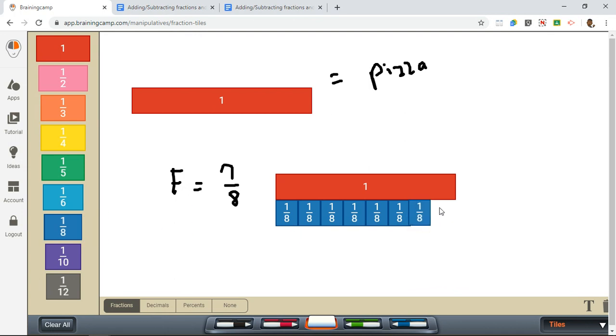Don't know where it's going, but here's 7. Okay. 1, 2, 3, 4, 5, 6, 7. So 7/8. That's how much he ate of this one whole pizza. So how many would you think would be remaining? If you said 1/8 would be needed, let's see. Well, you're absolutely correct. So that we know is what's remaining from this whole.